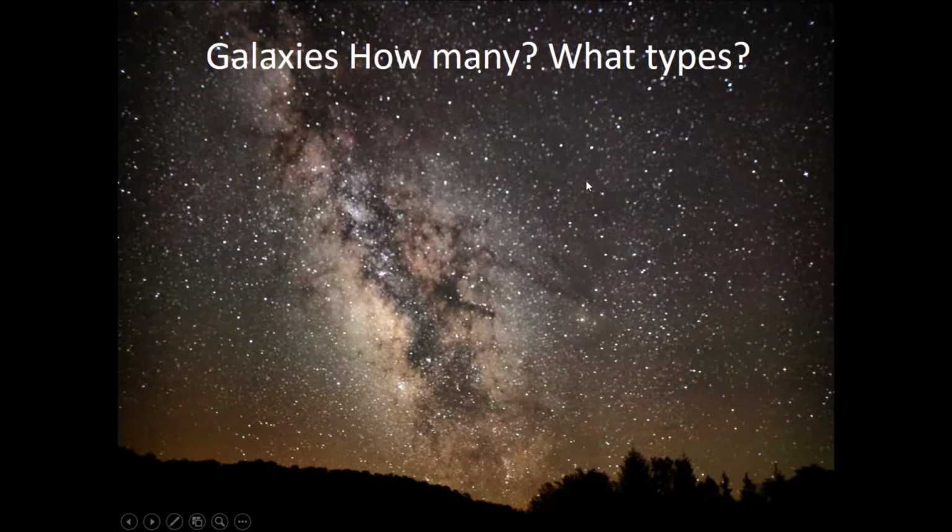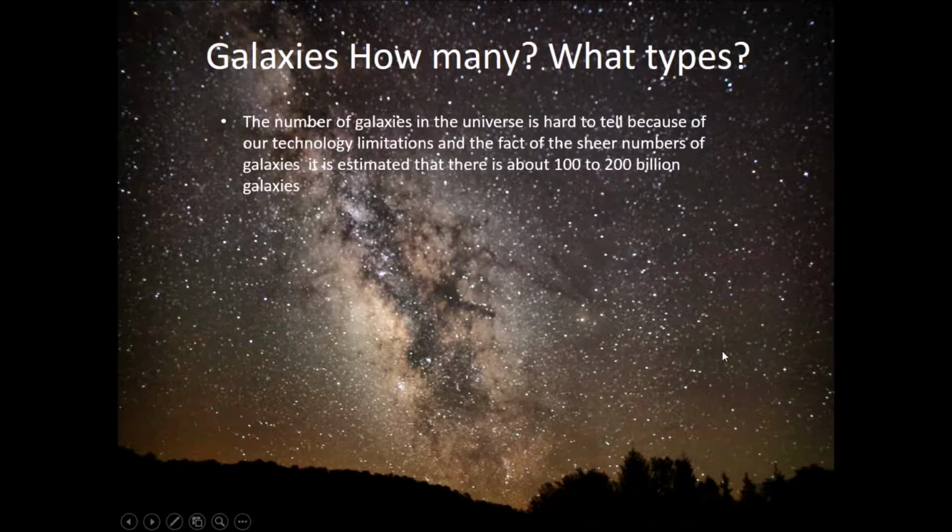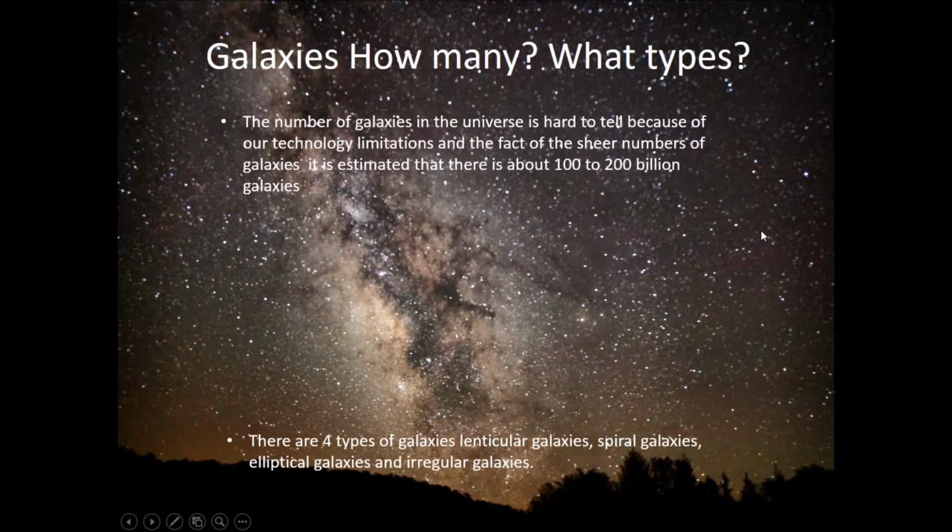Okay, now, galaxies. How many? What types? The number of galaxies in the universe is hard to tell because of the technology limitations that the human race has. The fact that there are sheer numbers of galaxies out there, like each of these individual little dots on here. This was taken from Earth, not even a telescope. And that is each an individual star. Most likely a galaxy. As it says here, about 100 to 200 billion galaxies.